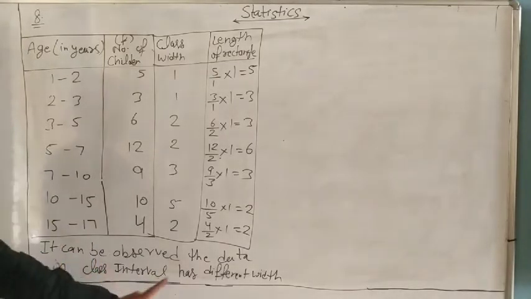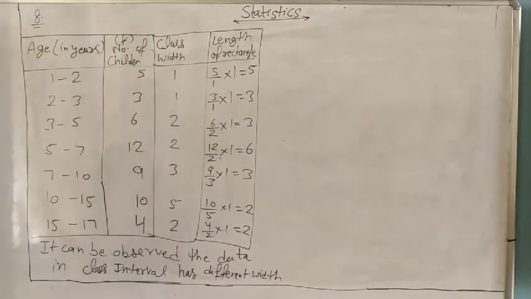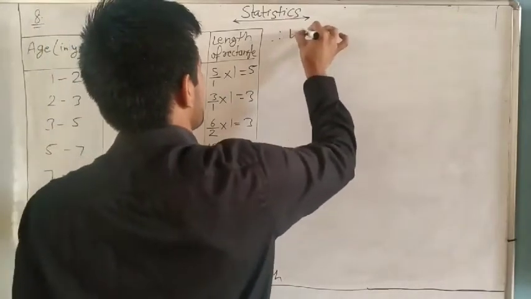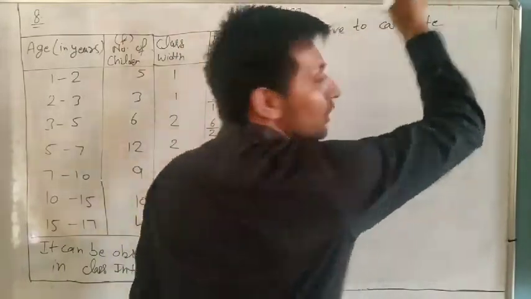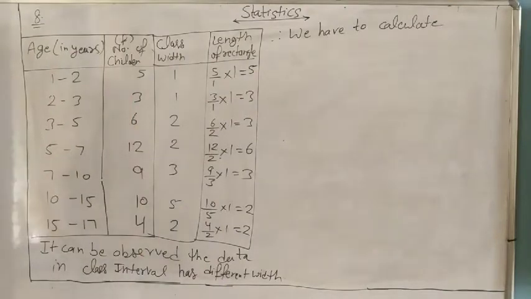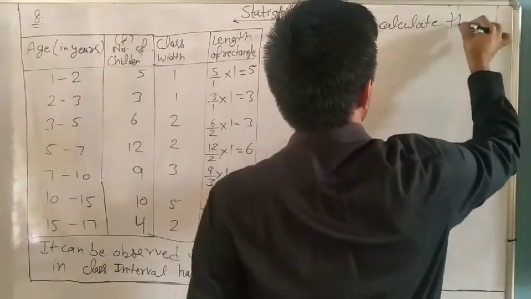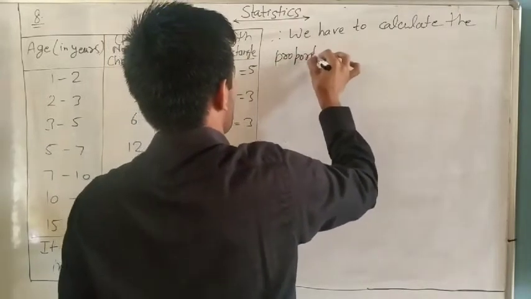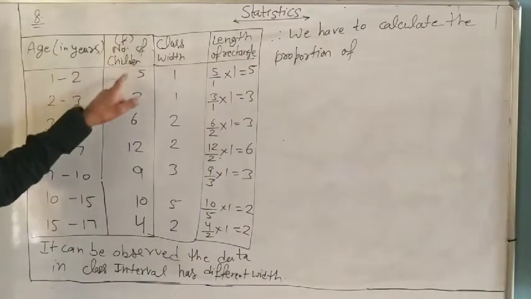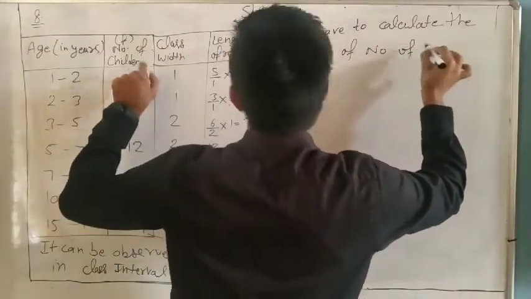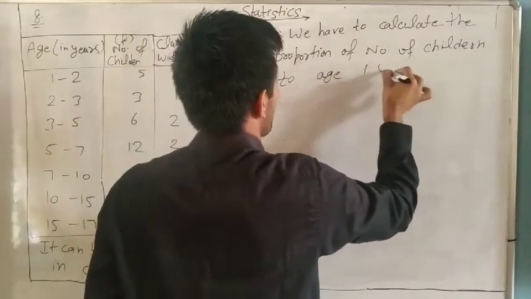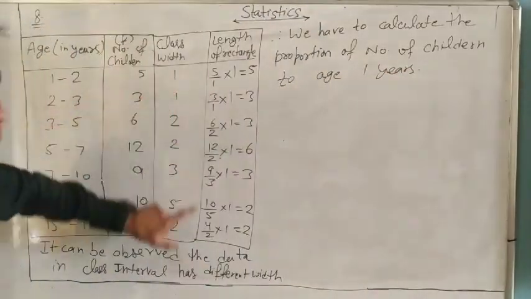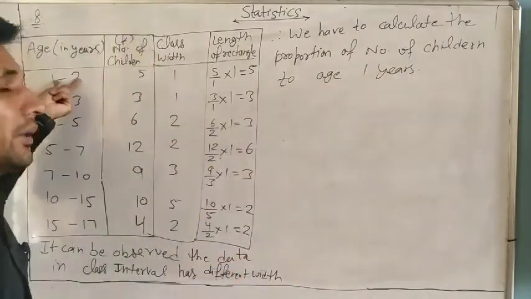The data in class interval has different width. So therefore, we have to calculate the proportion of the number of children to age 1 year, because the minimum is 1, so we take class sizes relative to 1 year.